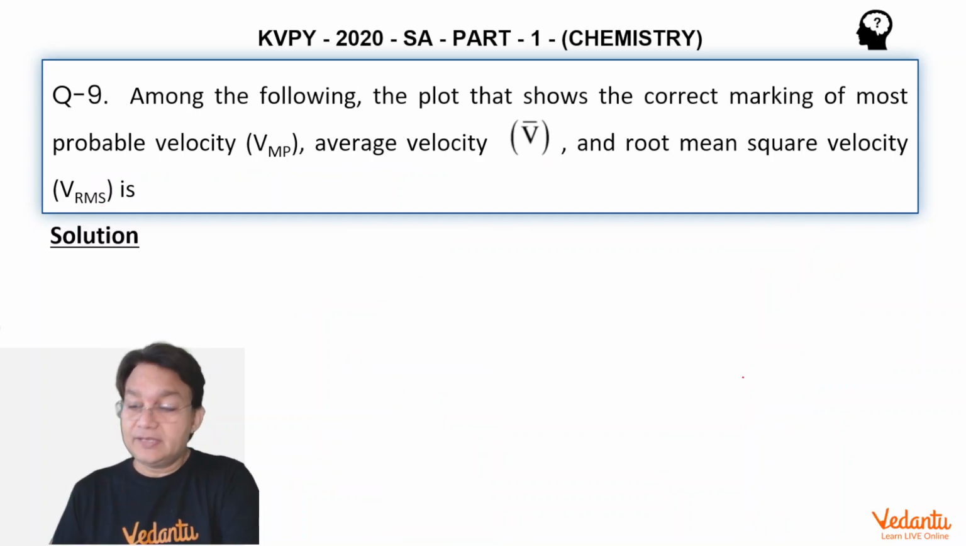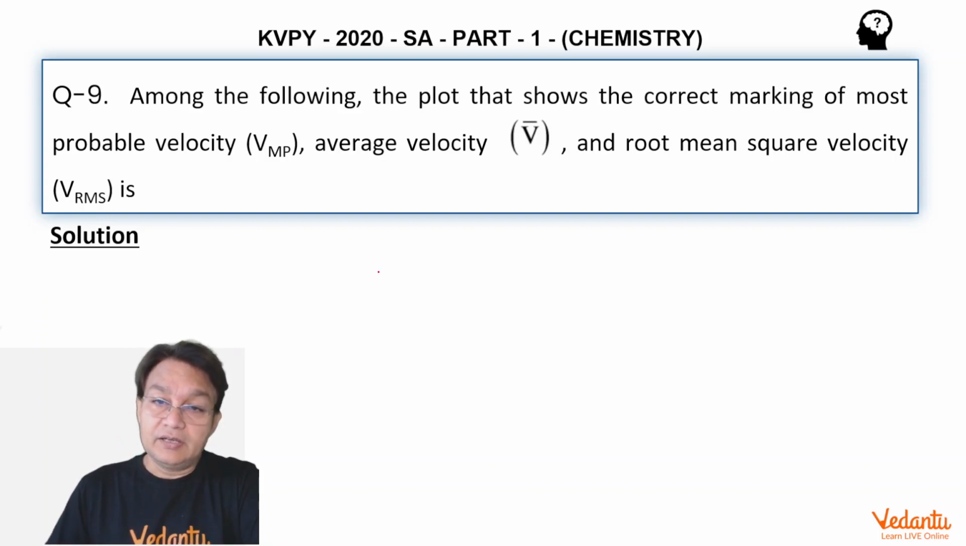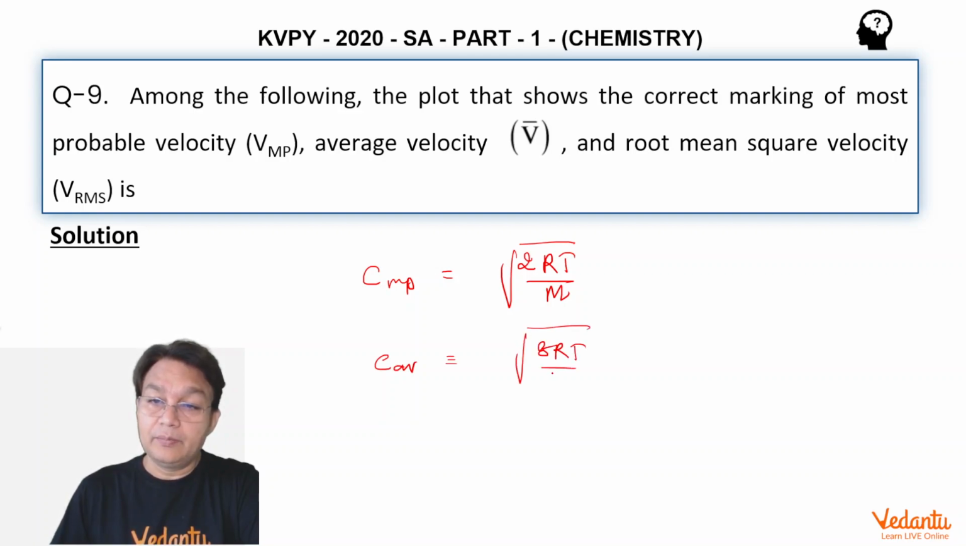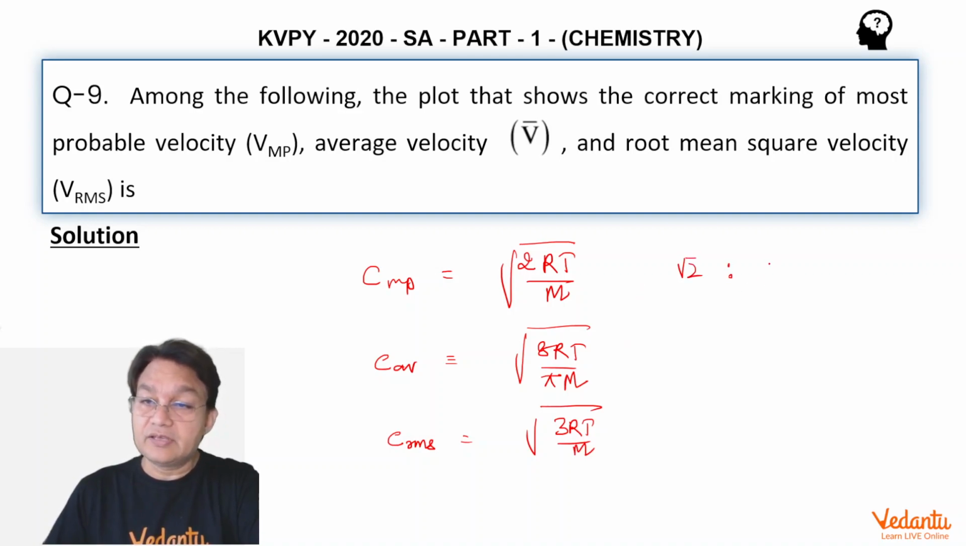Otherwise, if we go for the theory of these things, then we know that obviously C MP, that is called C most probable velocity, is equal to root of 2RT upon M. And if we talk about C average, detailed calculations will show that this is coming out to be root of 8RT upon pi M. And if we talk about C RMS, root mean square velocity, that is root of 3RT upon M. So obviously the ratios are root of 2, and the ratio of C average is root of 8 by pi, and that is ratio root of 3.